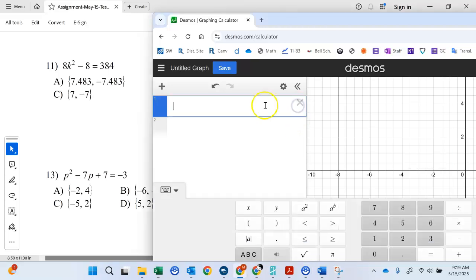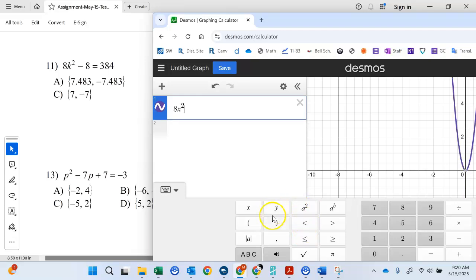Okay, clear this out. Now, one thing to note: if I put in 8 instead of K, I'm going to just put X. Just change it to X. And then when it's squared, I can click this right here, or I could click and then minus 8 equals 384. Whoops, 384.